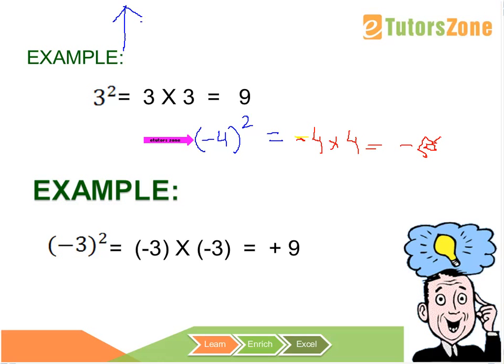I got it. So it will be negative 4 times negative 4, and negative into negative will be positive, and 4 into 4, so it will be positive 16. Am I right?